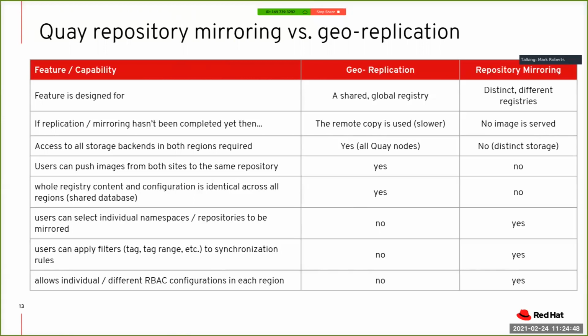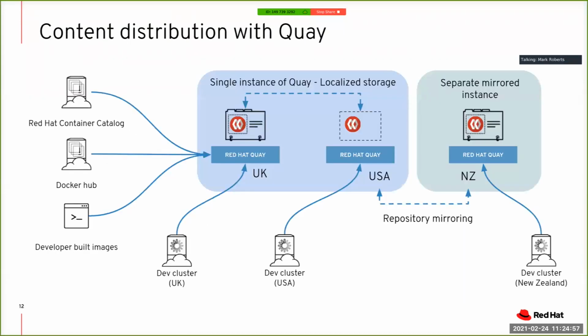Now, if the replication and mirroring hasn't been completed yet with geo-replication, the remote copy is still used. So to go back a slide, if I push a new instance into the UK, a US user might try to use that image immediately, the second I've just finished pushing it into the UK. And with that scenario, with the geo-replication, the US user will try to pull it from the localized storage. And if that doesn't work, it will be delivered from the UK. It will be a little bit slower potentially at that point, but it will still be delivered.